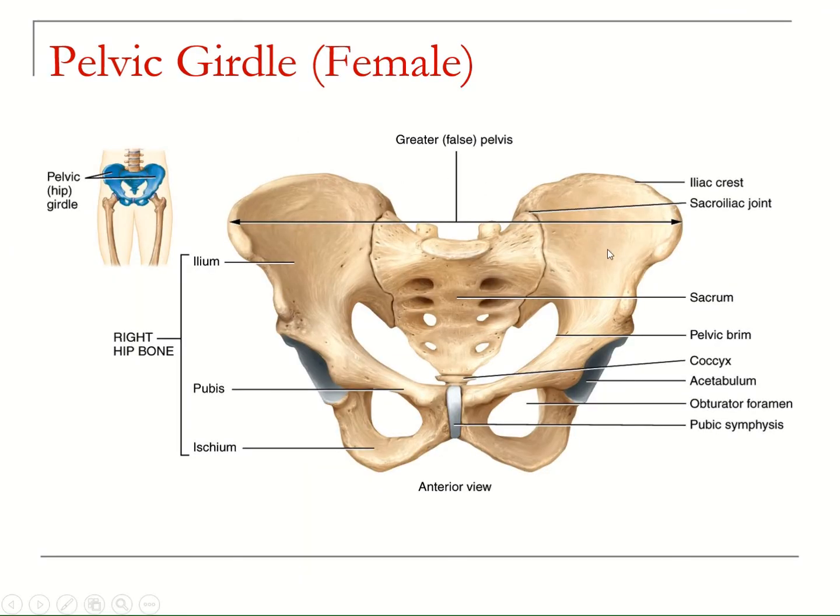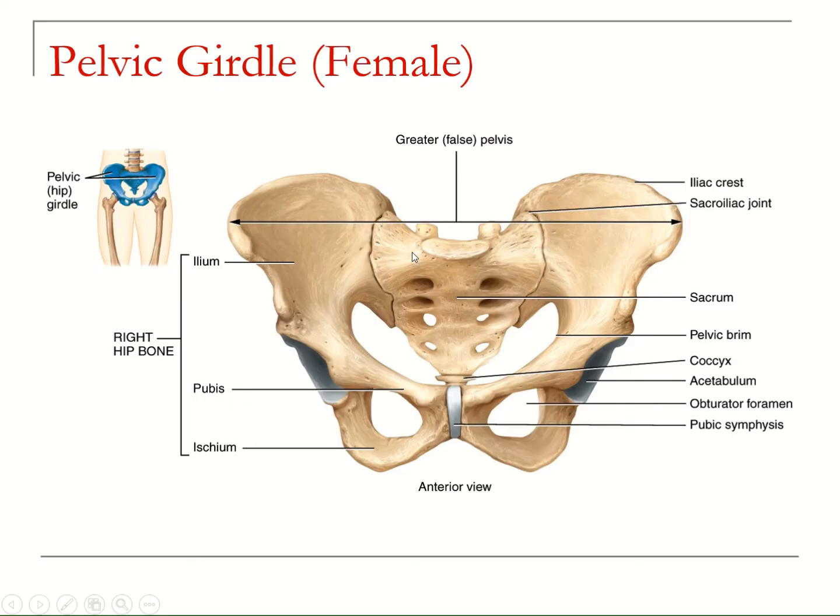So this is your pelvic girdle of the female, or the hip girdle. It is formed by 2 hip bones. This is a hip bone, 1, and this is another hip bone, 2. The hip bones articulate anteriorly through the pubic symphysis, and posteriorly they articulate with the sacrum and your coccyx. The hip bones articulate with the sacrum over here through the sacroiliac joints.